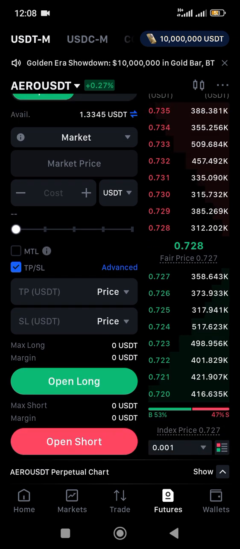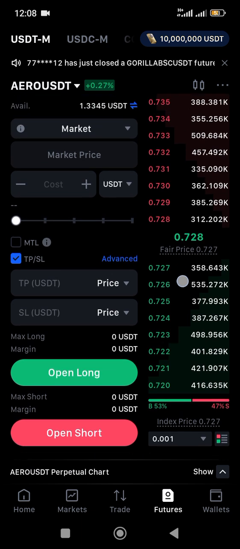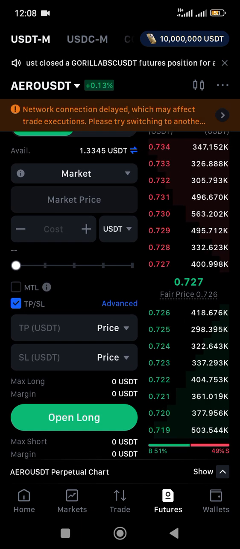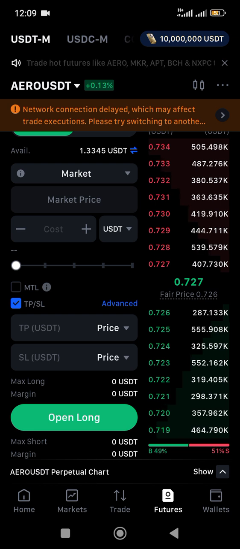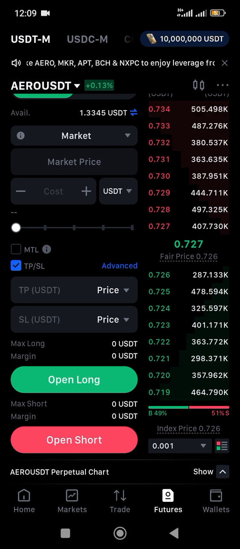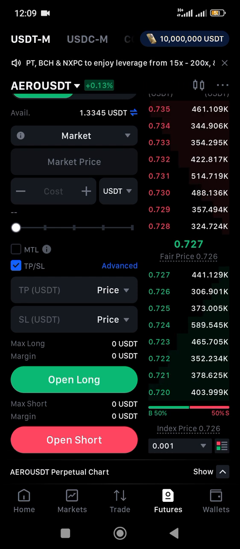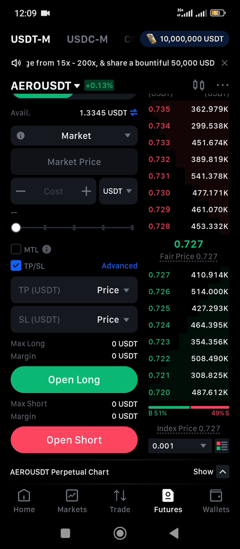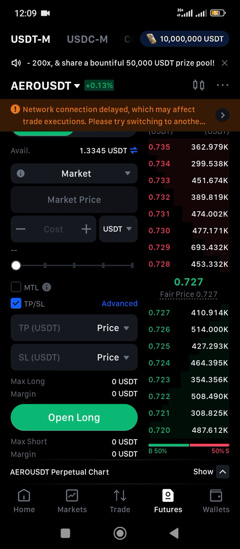Okay, now market order means you are buying immediately. Market order means you are buying at the current price, while limit order means that you are setting up a particular price at which you want to buy or sell the token. For a limit order, you are setting your choice price at which you want to buy or sell a particular token.